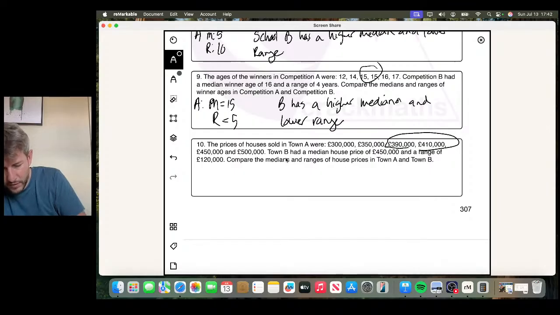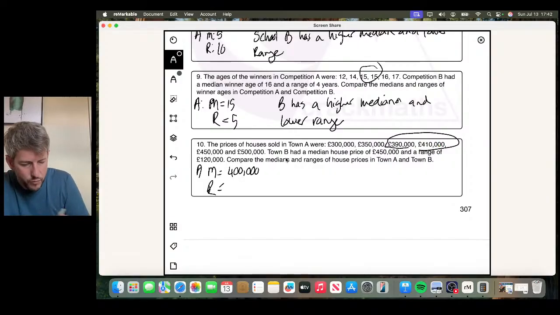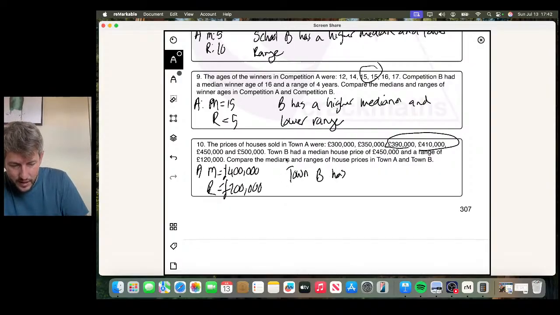So for A, we need to work out a median and a range. Well, the median is the number that's halfway between these two, and I can see that that's going to be 400,000. And then the range is the difference between the largest and the smallest, that's 200,000. And so now I can make a comment on it. So town B has a higher median house price and a lower range.